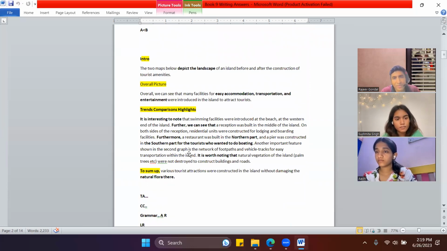Another important feature shown in the second graph is the network of footpaths. So we are talking about all those things. And then to sum up, we have given its summary.